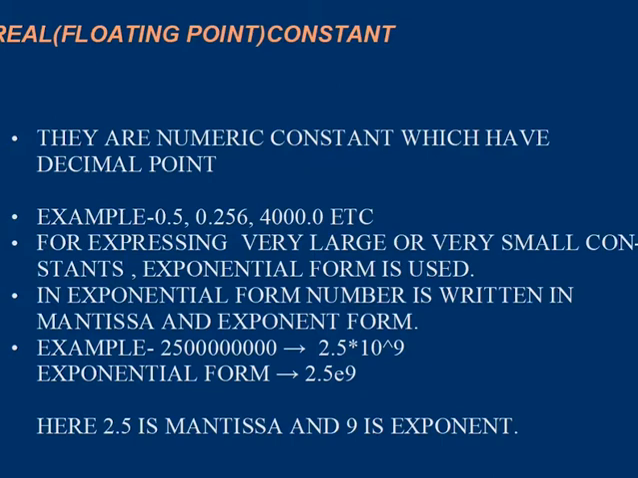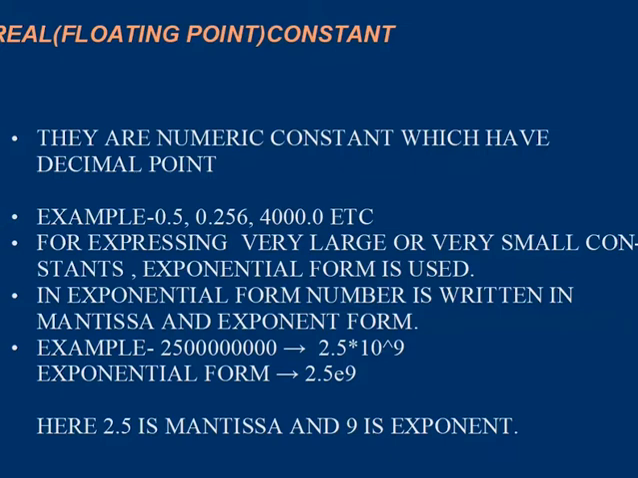Real constant or real floating point constant. These are the constants which have a decimal point. Here we have some examples like 0.5, 0.256, 4000.0, etc. For expressing a very large or very small constant, exponential form is used.